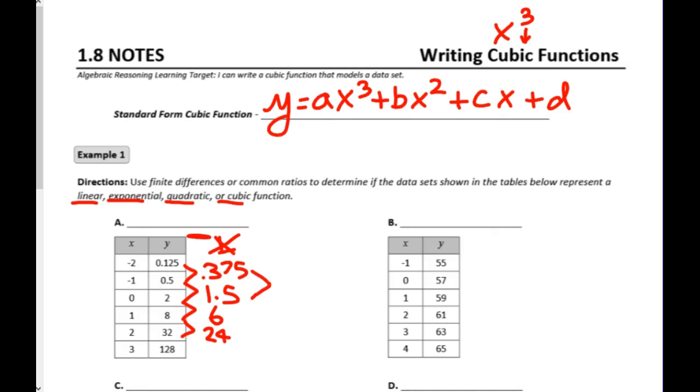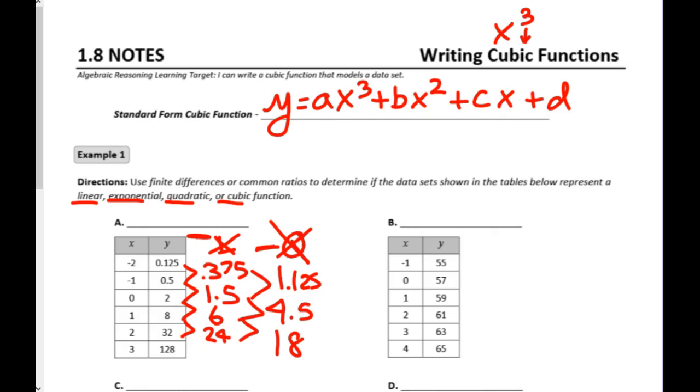Let's try the second difference. So 1.5 minus 0.375 is 1.125. 6 minus 1.5 is 4.5. You can already tell, is it quadratic? 24 minus 6 is 18. No. So is it quadratic? No. Okay, so again, Miss Murrow wants me to put this up here. That's subtraction, the second one.